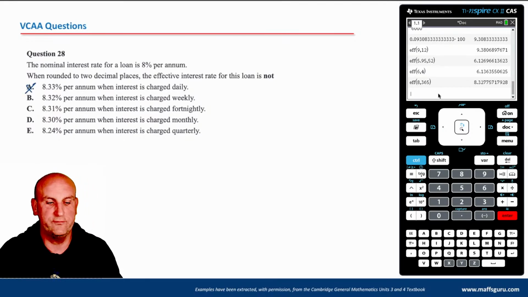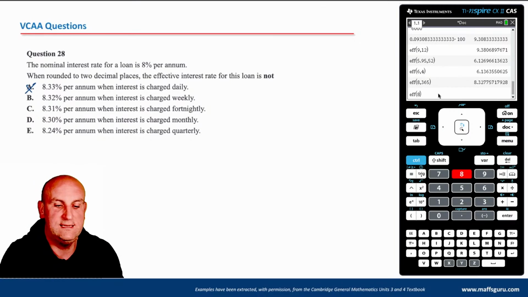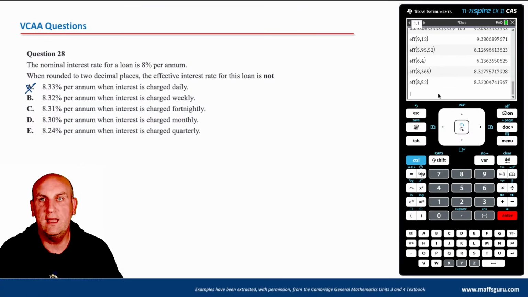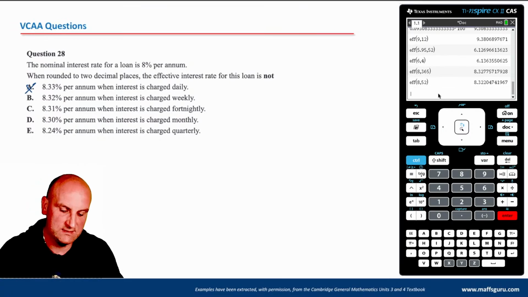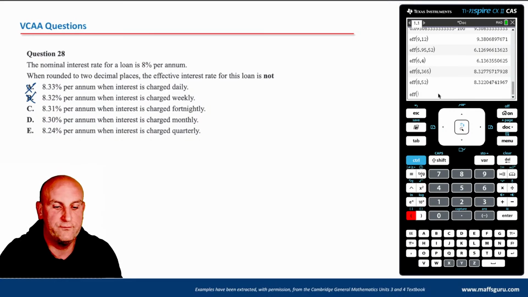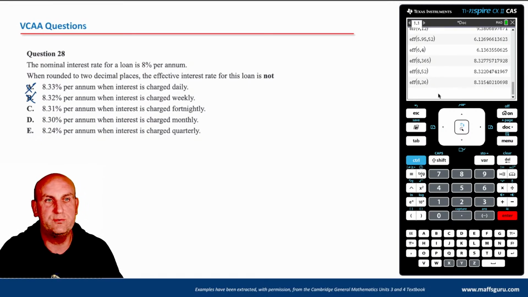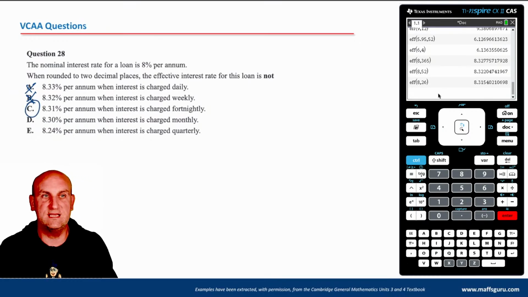So what is the next one? So EFF, now let's do 8, comma, weekly. 52 weeks in a year, 8.32. That seems to be correct. It's not B. EFF of 8, comma, we've got fortnightly. There are 26 fortnights in a year, 8.32. As far as I'm concerned, I would suggest then C would be my correct answer.